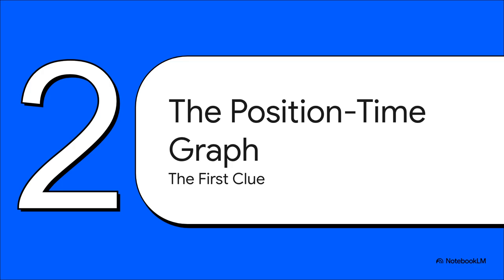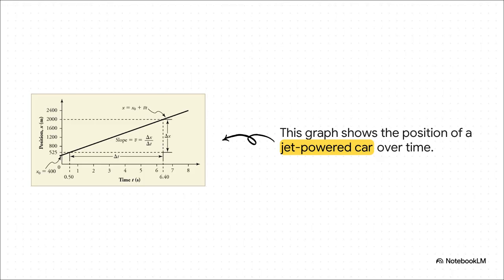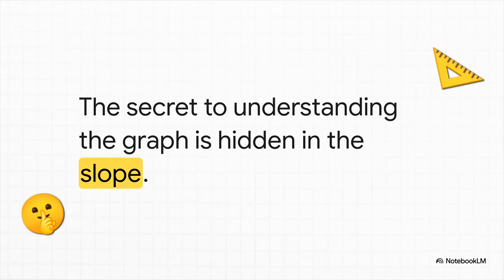All right, let's look at our first clue. Here is our jet car again. Now this graph plots its position on the vertical y-axis against time on the horizontal x-axis. And you can see it's a straight line. That tells us something is happening at a constant rate. But what is it? The key, the secret to unlocking this whole thing, is hidden right there in the slope of the line.